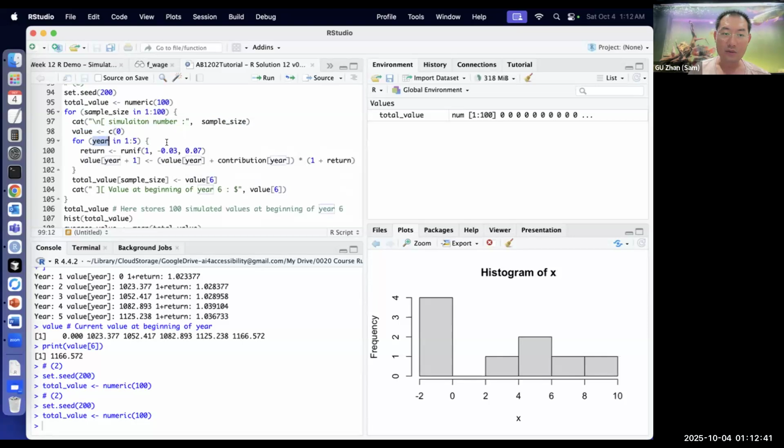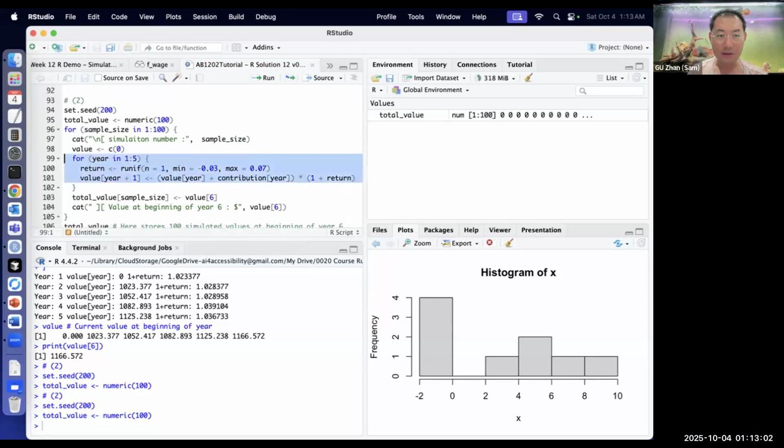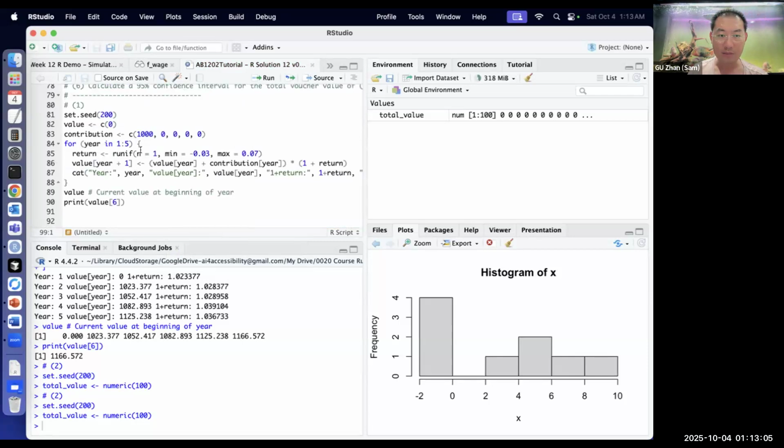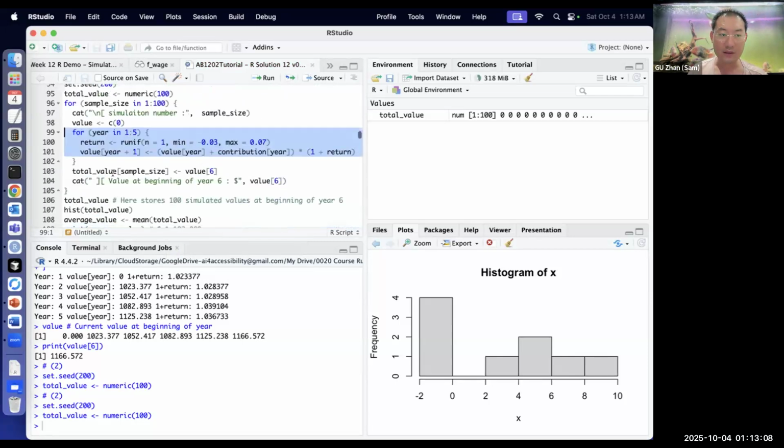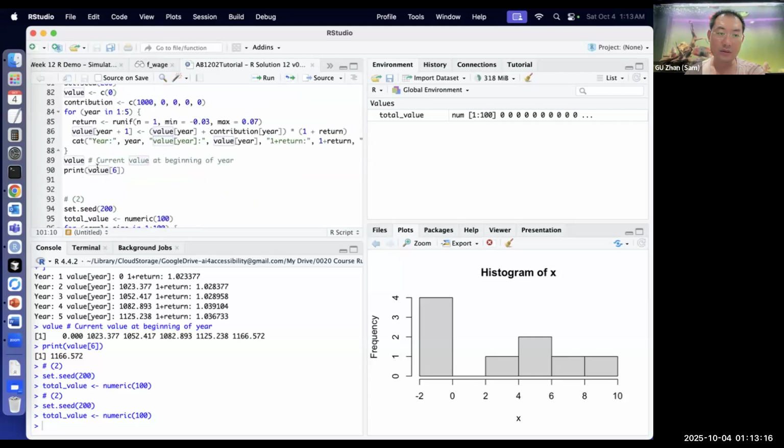So here in 1 to 5, return is again in this range. We should always have a good habit to have the parameter names. Always emphasize to have the parameter name. Then value 1 is value contribute. Now, these few lines are what you have built in the previous places, right? So you have seen this. Then the total value of the sample size, so value 6. Basically, you print value 6, so this is the value 6 that you have.